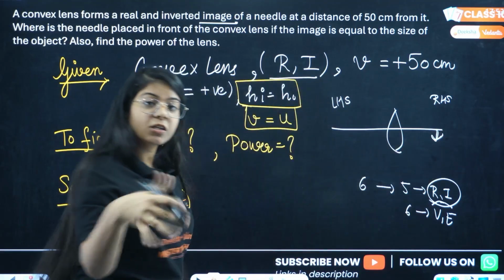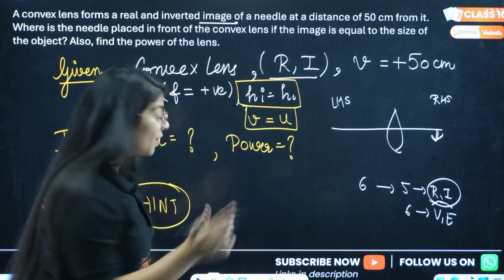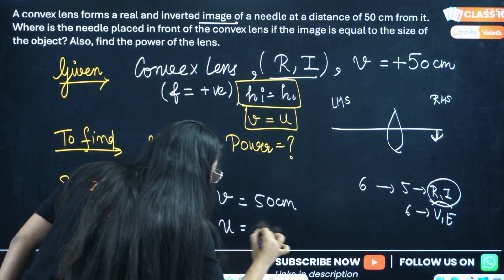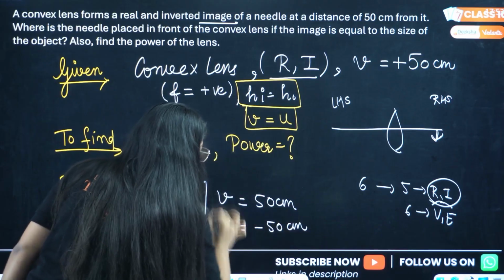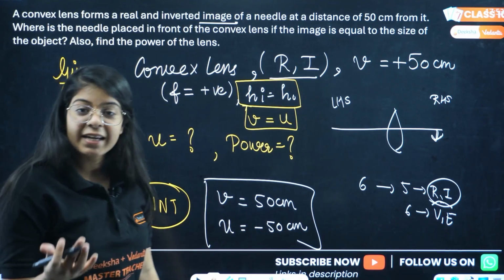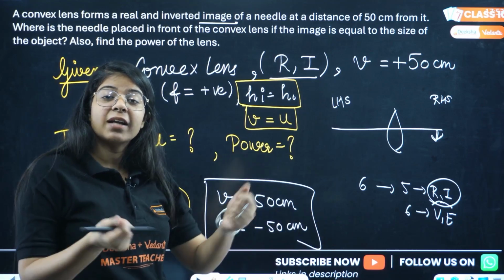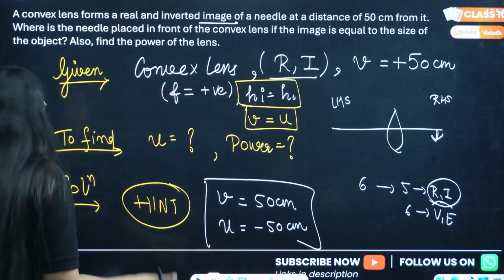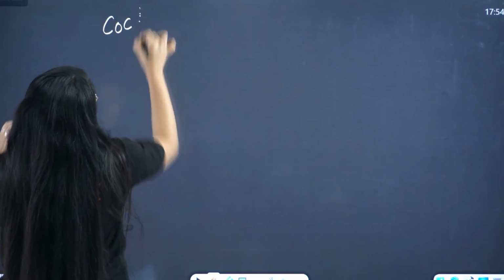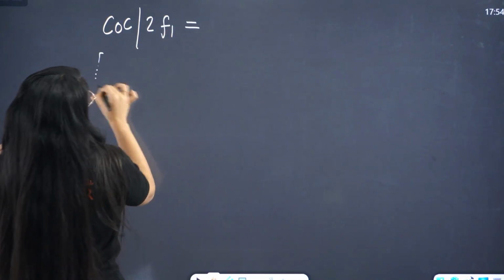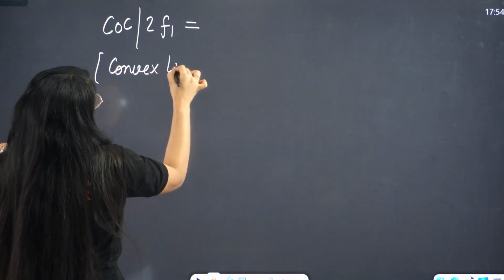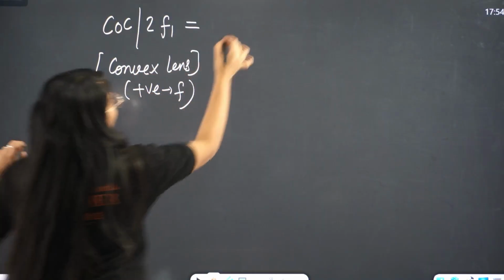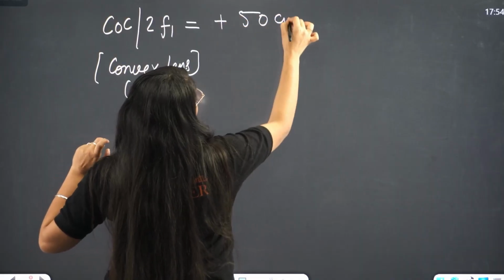side, but we know the object distance is always negative. So V will be simply 50 centimeter, but U will be minus 50 centimeter because U is always negative. And since this is the case where the object is placed at the center of curvature, the center of curvature is also 50 centimeter, or 2f1 for a convex lens. For a convex lens the focal length is always positive. So here the focal length will also be positive 50 centimeter.